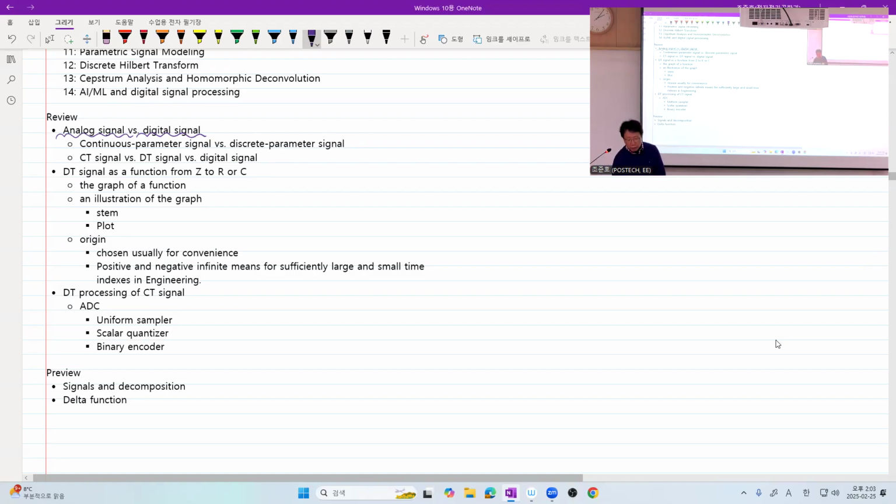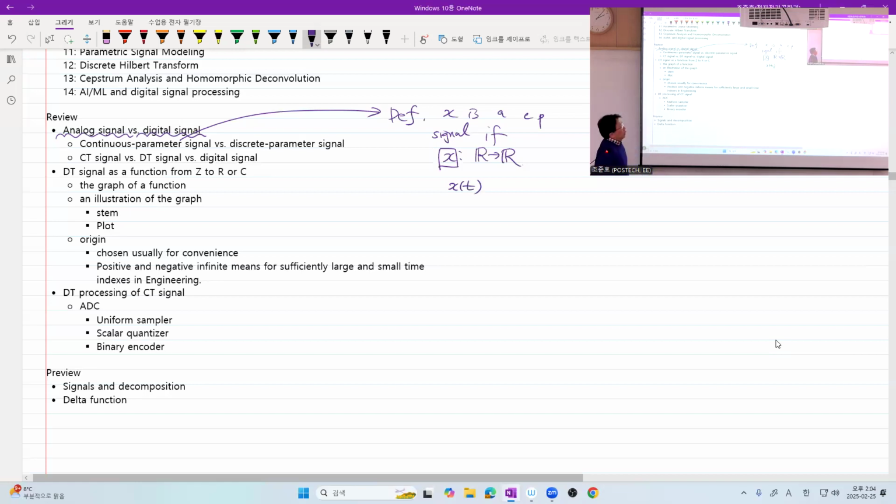So we have two very clear definitions. One is the definition of a continuous parameter signal. X is a continuous parameter signal, for example, if F is a mapping rule from R into R. The name of the signal X is used here, and here goes our parameter. Usually we use parentheses and t to denote that it has the unit of time.